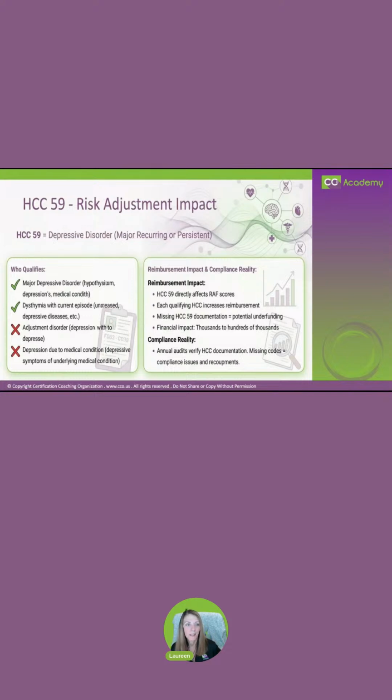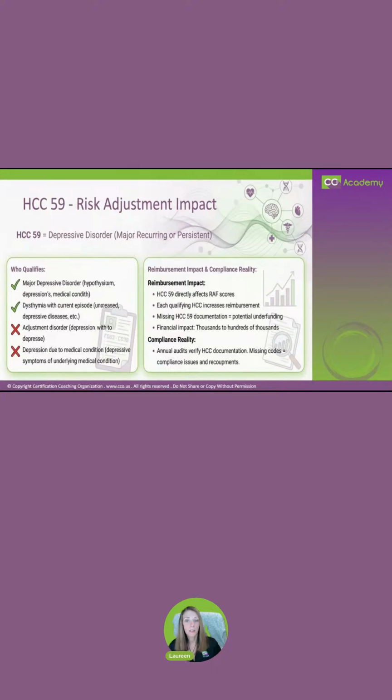Now, what's the reimbursement impact? HCC 59 directly affects the RAF scores. That's your risk adjustment factor. And each qualifying HCC increases reimbursement. So if you're missing HCC 59 documentation, you're potentially underfunding your organization. So we're talking thousands to hundreds of thousands of dollars, depending on your patient population.